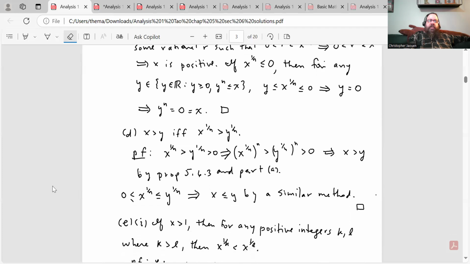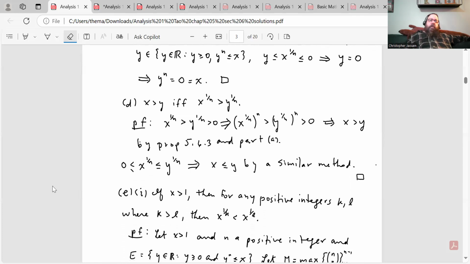Okay, part D says x is greater than y if and only if x to the 1 over n is greater than y to the 1 over n, right? So x to the 1 over n greater than y to the 1 over n greater than 0 implies x to the 1 over n to the n greater than y to the 1 over n to the n greater than 0. That implies that x is greater than y by proposition 5.6.3 and part A.